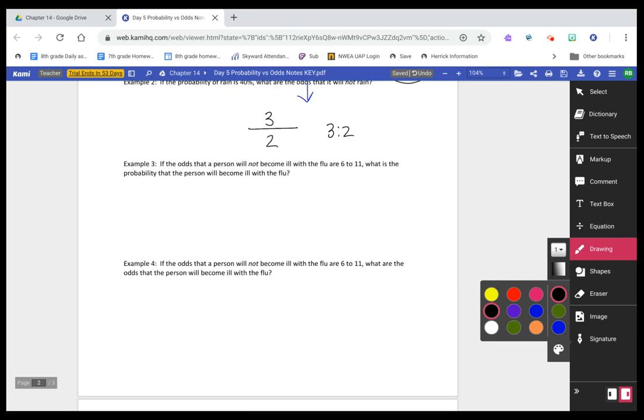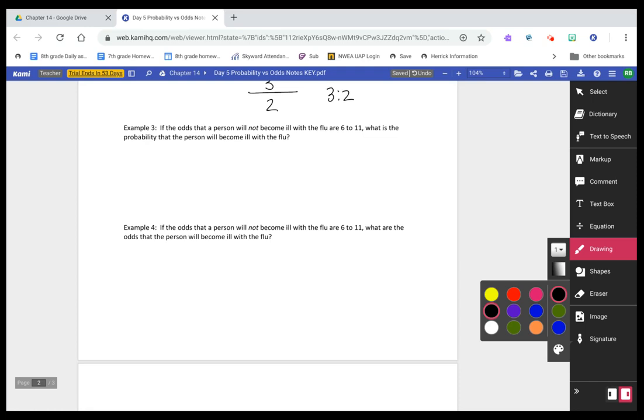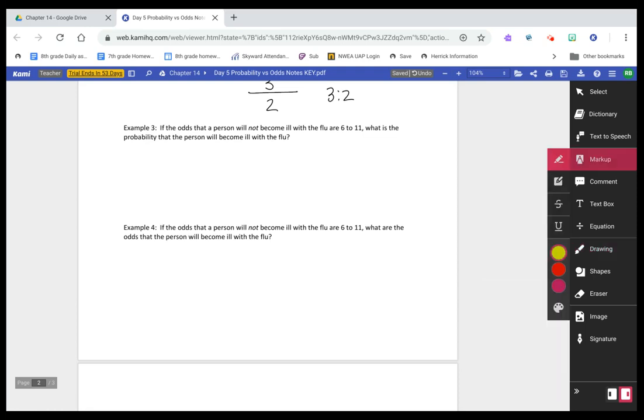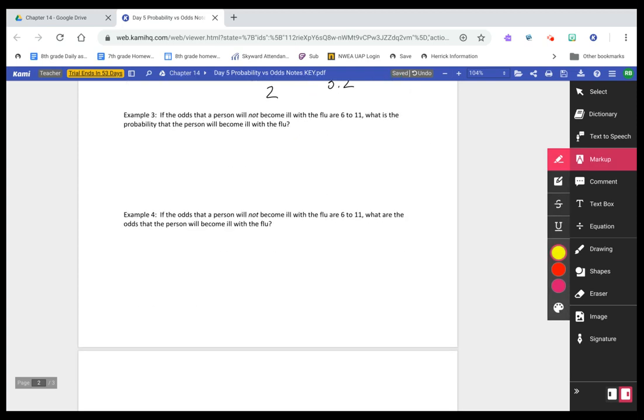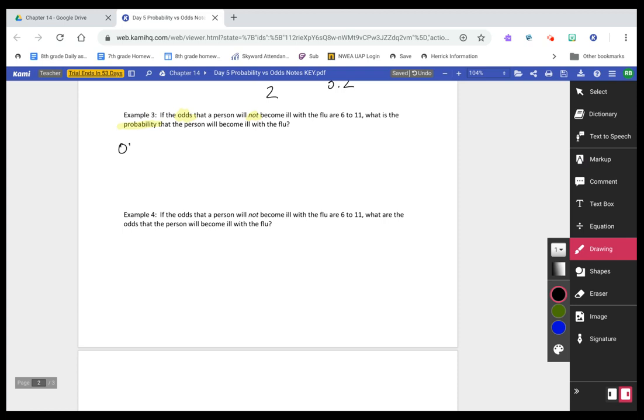All right, example 3. If the odds that a person will not become ill with the flu are 6 to 11. So this time they're starting out with odds. So if the odds that a person will not become ill with the flu are 6 to 11, what is the probability that a person will become ill with the flu? Okay, so let's start to dissect this. So first of all, our odds are 6 to 11. You can always write it like that.